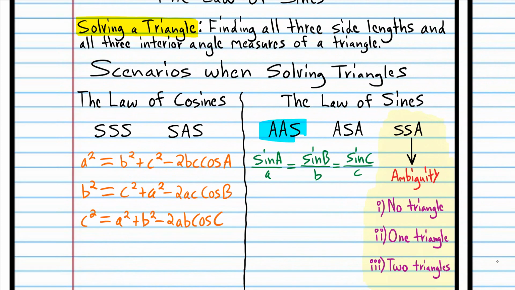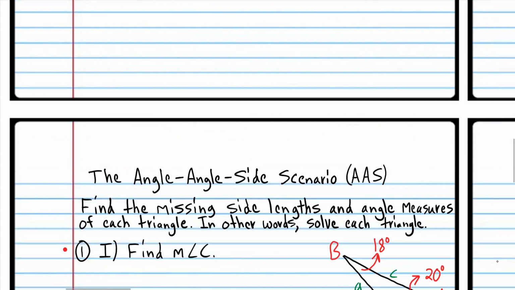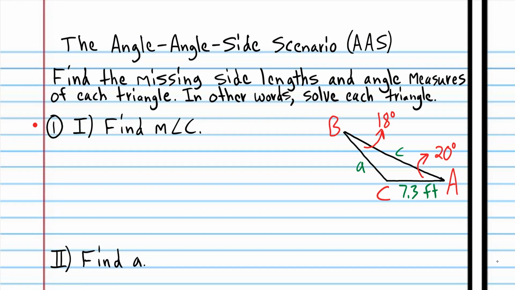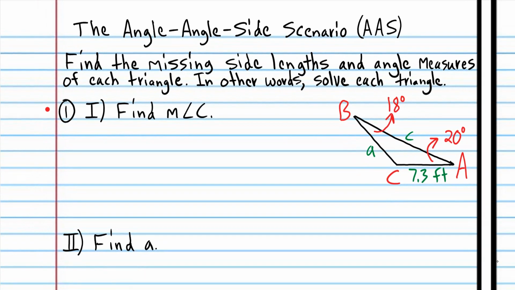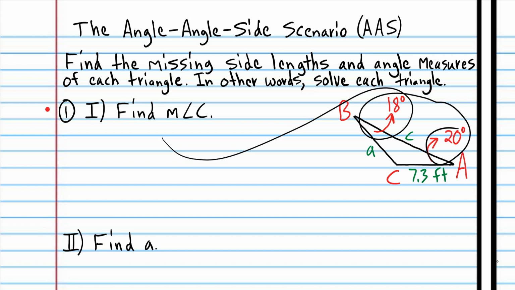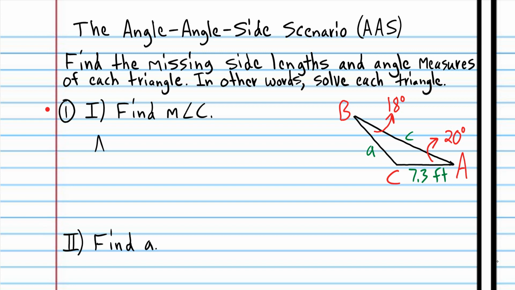So we're going to use the law of sines in this scenario, the AAS scenario. Notice that we have the measures of two angles in a triangle, and we have the length of a side that's not between those two angles. That's AAS. So we want to find the information that is easiest to find first, and because we're given the measures of two angles, we can easily find the measure of the third angle.